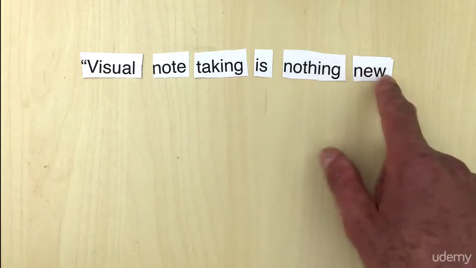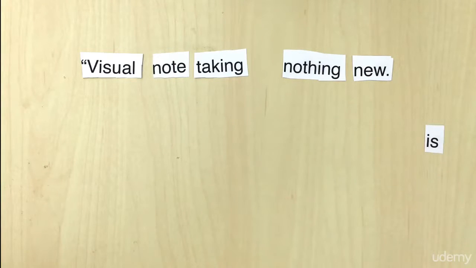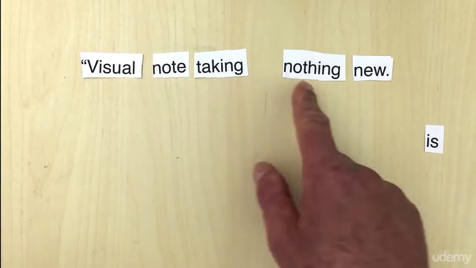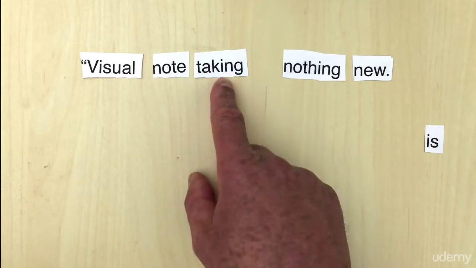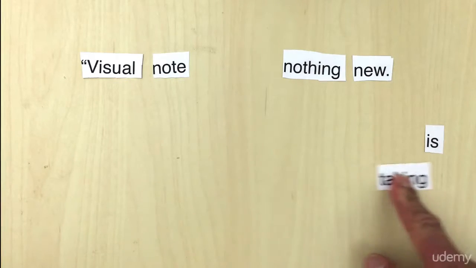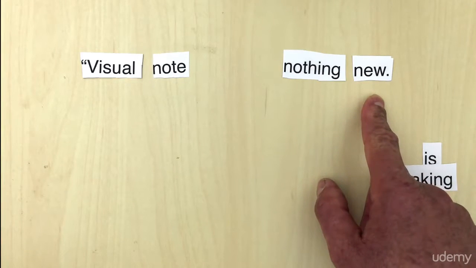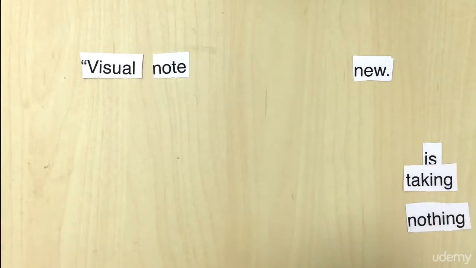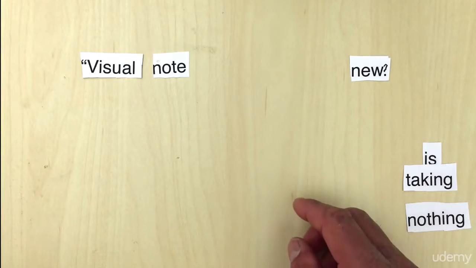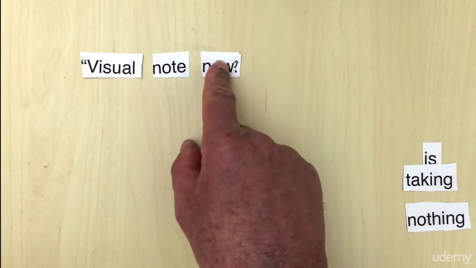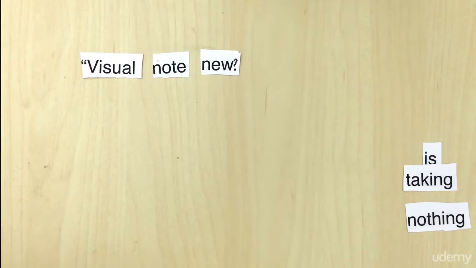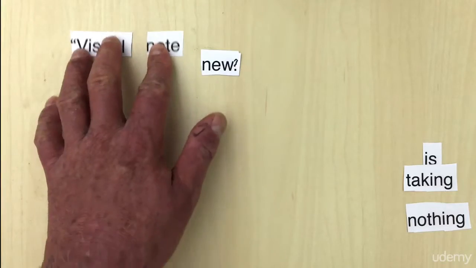Visual note-taking is nothing new. Well, "is" needs to go. Visual note-taking nothing new. Well, note-taking, note is enough. I don't need the taking. Visual note, nothing new. What I would do there is I would say visual note, new. Question mark, obviously. It's a question. Is visual note-taking new? And that's how I would reduce it down to 3 key words. So that's our first sentence.